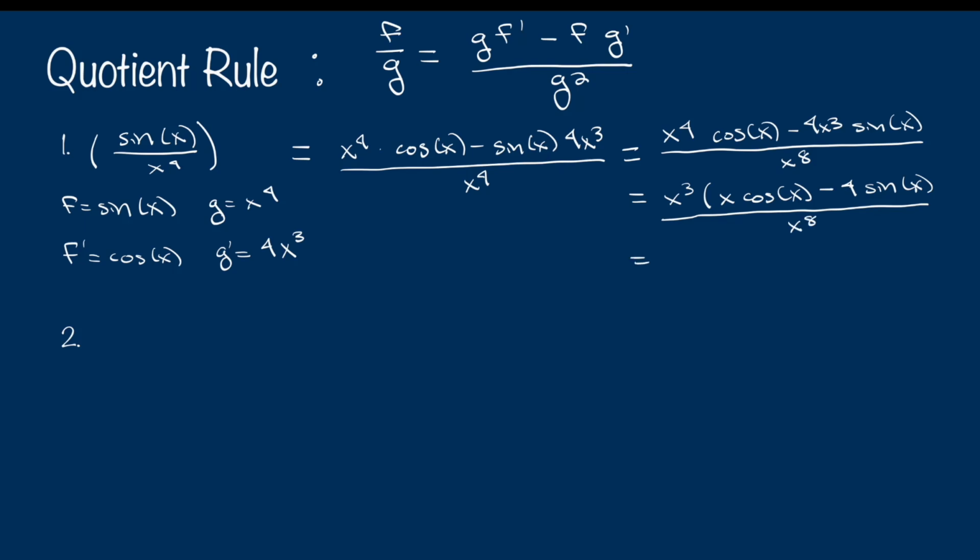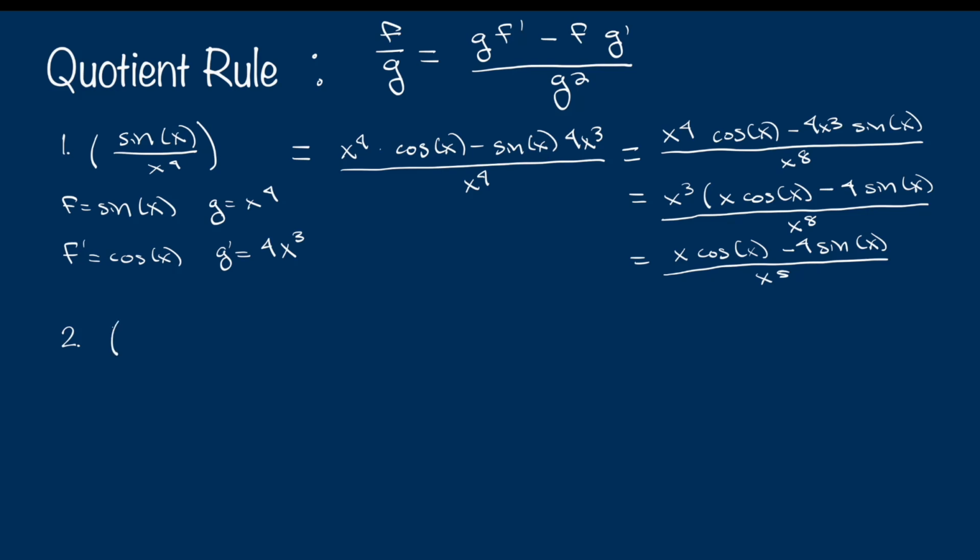And then we can simplify it one more time. Some of our x's will cancel. So we have x cosine x minus 4 sine x, all over x to the 5th. So that would be our final answer.